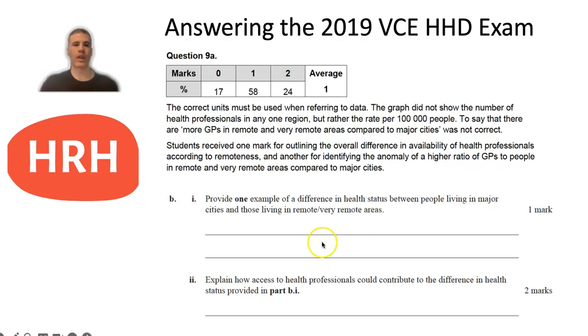Part 2 was asking you for 2 marks to explain how access to health professionals could contribute to the difference in health status you provided in the previous part. You might have said that in remote and very remote areas, typically there's less access to health professionals, meaning that individuals are less likely to have their conditions diagnosed and treated. Therefore, they're more likely to die prematurely. Then you could say this might contribute to a lower life expectancy for people living in remote and very remote areas compared to those in major cities. That links back to the example I just gave in B part 1.